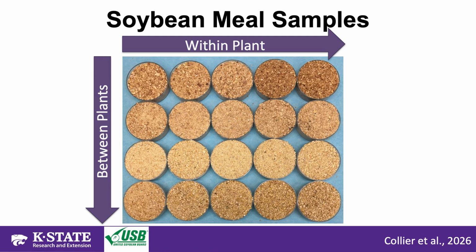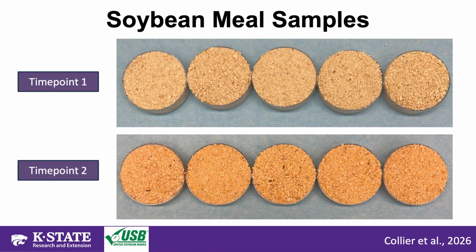And so just visually, as these samples were coming in, we can see that there is some variation in the samples, specifically color and particle size that we were seeing. Now, I do want to highlight a couple of examples of between and within plant variation that we saw through some pictures. And so this is one of the examples that we did have some very consistent soybean meal samples coming in from some plants. And so here's a picture of one of the most consistent set of samples that we received.